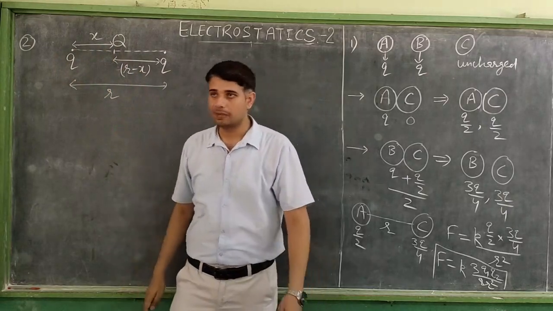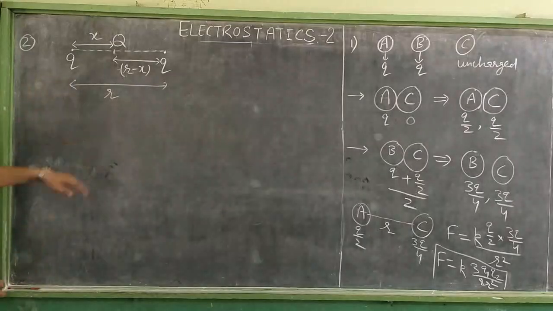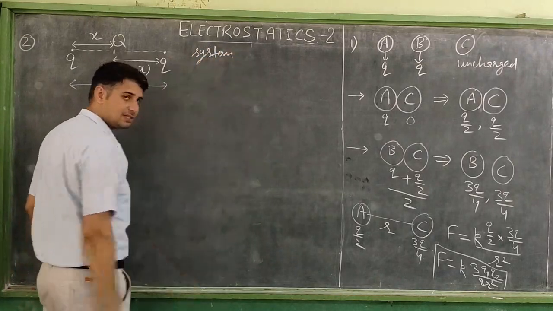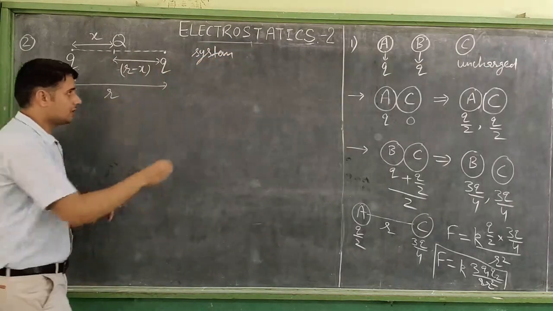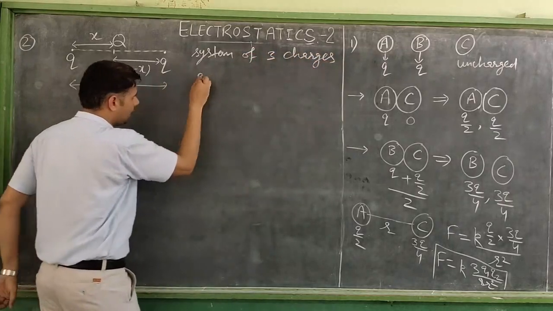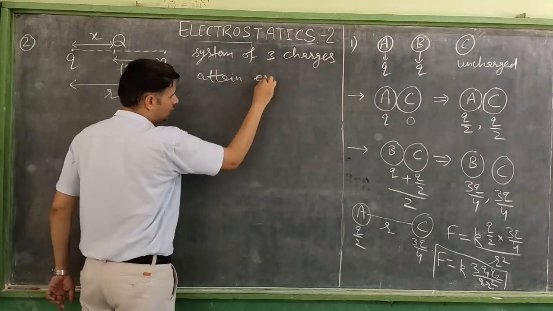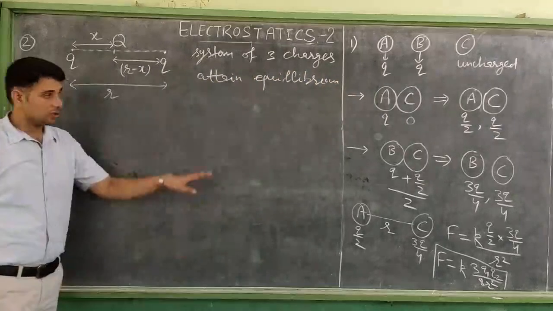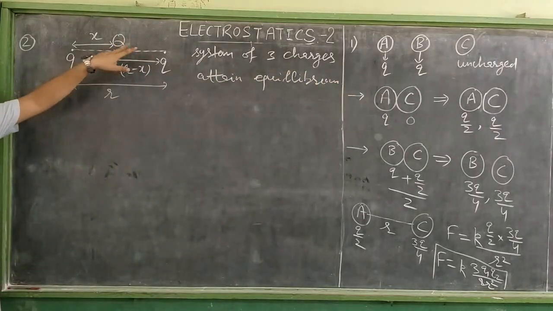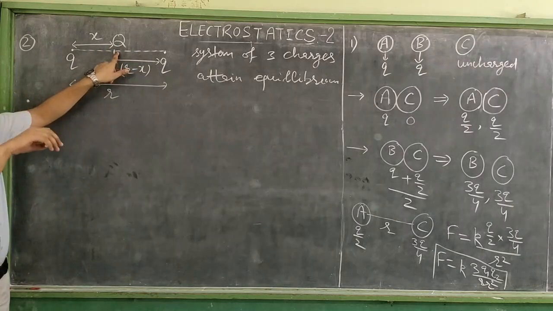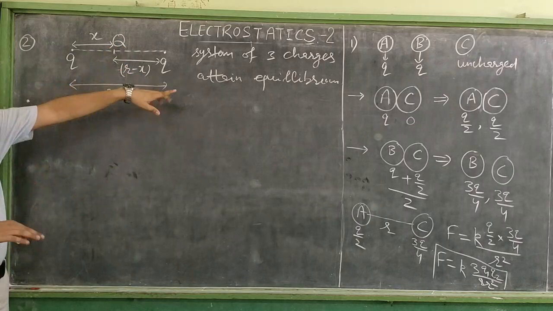attains equilibrium. So we are going to use the condition that the whole system of how many charges, dear students? Total 3 charges. The system of 3 charges attains equilibrium. We will use this condition to obtain these three different results. First, I want to find out the location, where exactly I should put this charge so that the system is in equilibrium.